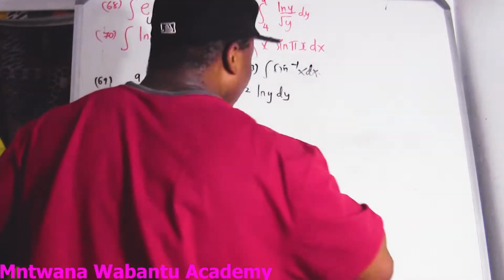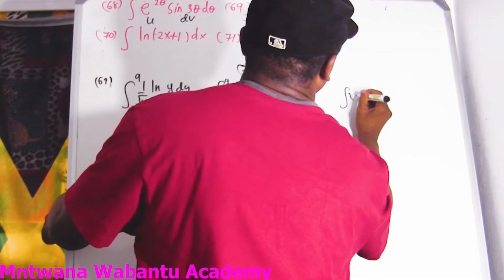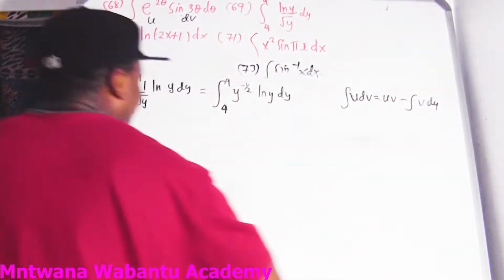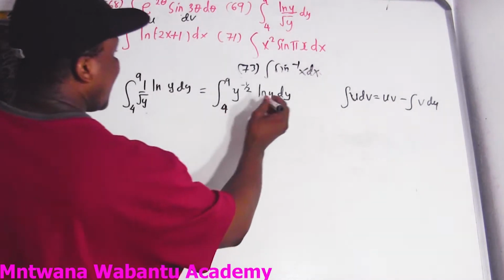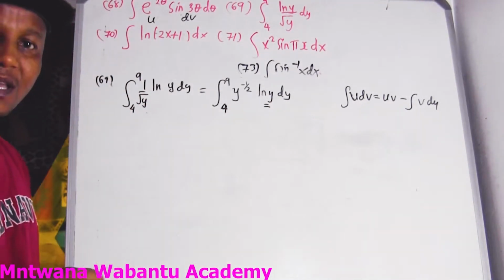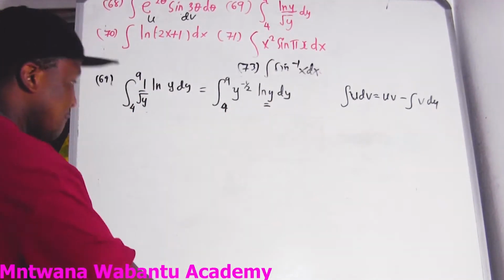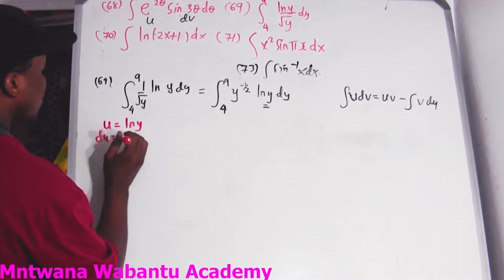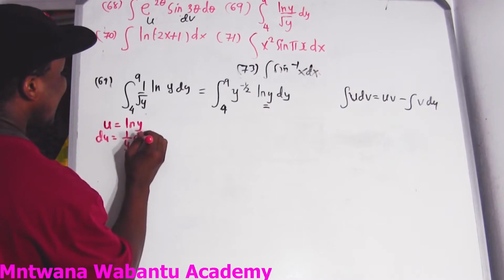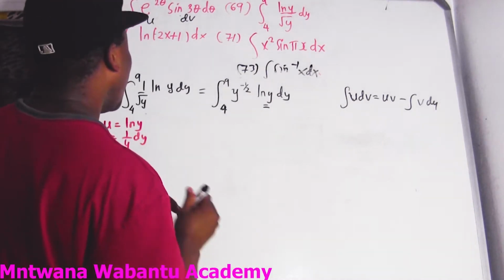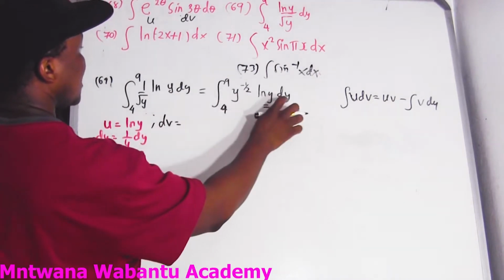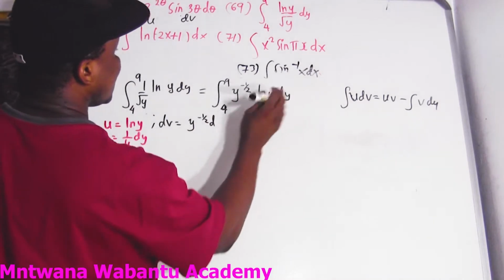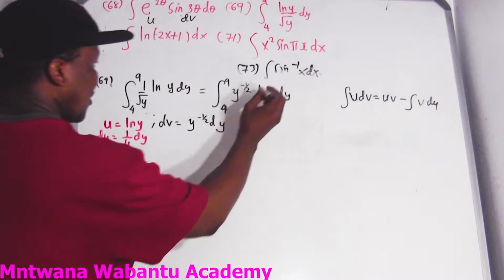From integration by parts, the integral of u dv equals uv minus the integral of v du. So what is our u? Whenever we have an ln of something, that's going to be your u. So I'm going to let u equal ln of y, so du equals 1 over y dy. Now dv equals the other one, which is y to the negative a half dy. You see what I'm saying?